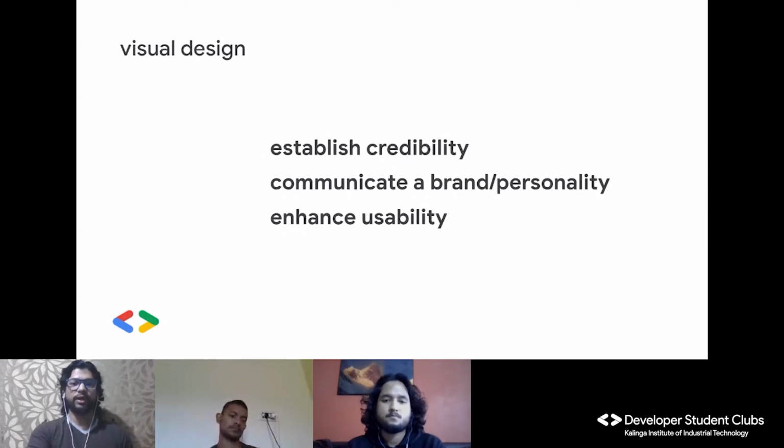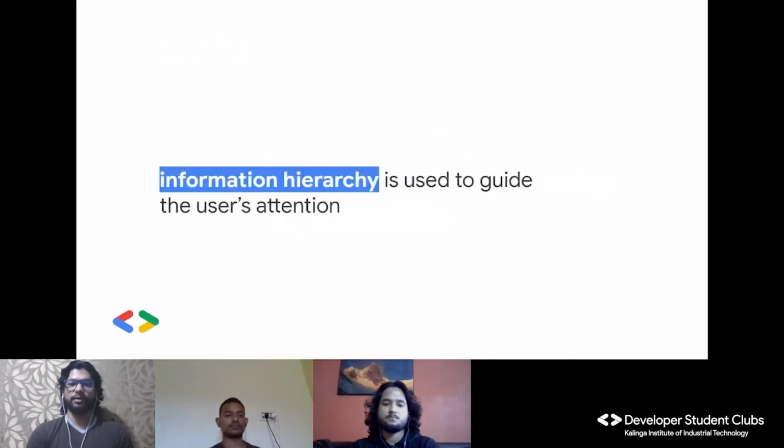Now let's talk about a few concepts in visual design. Let's start with information hierarchy. Information hierarchy is basically used to guide the user's attention. It is the same as increasing the usability of the app. If you're finding a search box or something, how fast you're getting to it. Now let's see an example of how it is good or bad, and how to differentiate between these two.